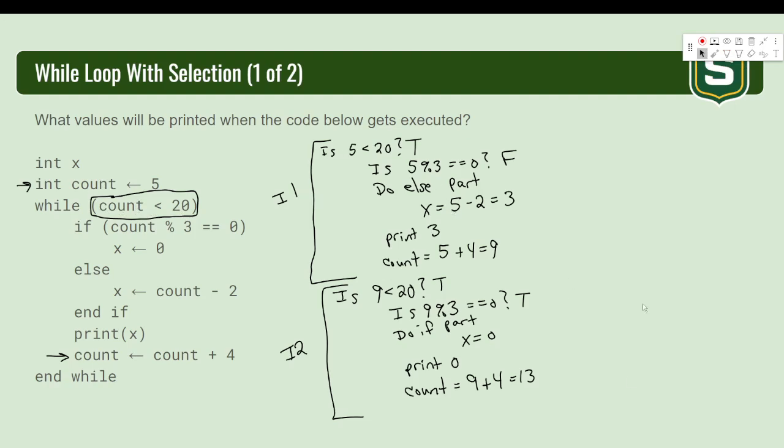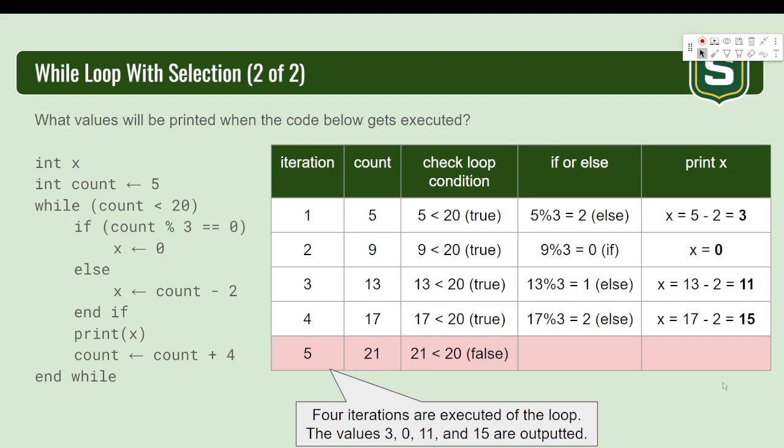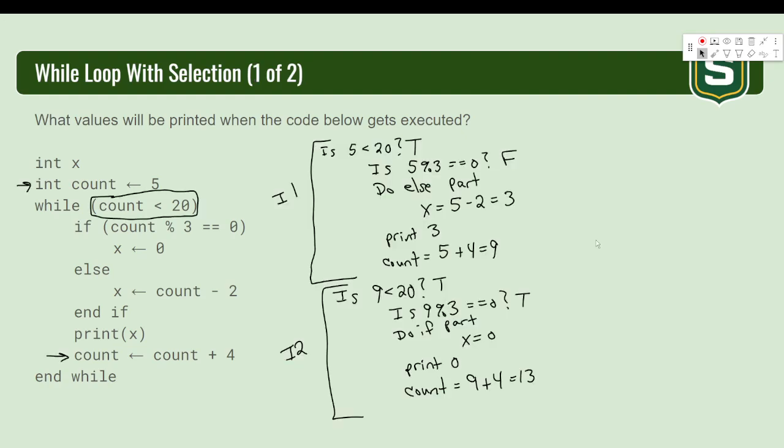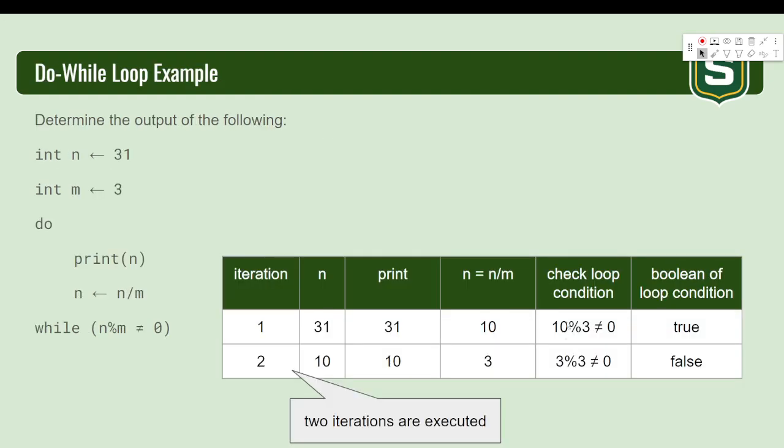All right, so here's the table. The table shows us, we started with the 5. We checked the condition. We checked the if condition. And I even wrote on here which one got done. Was it the if part or the else part? So remember for the first one, if you go back, the else part was done. Okay.